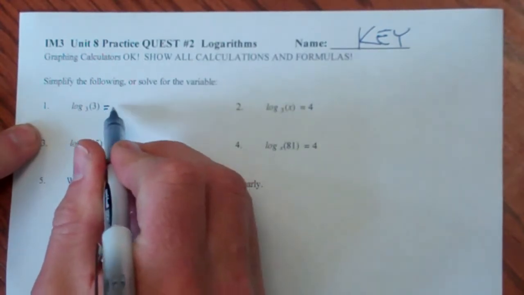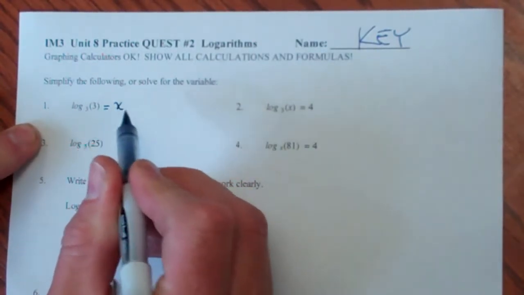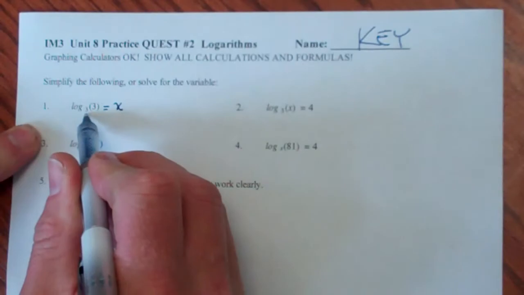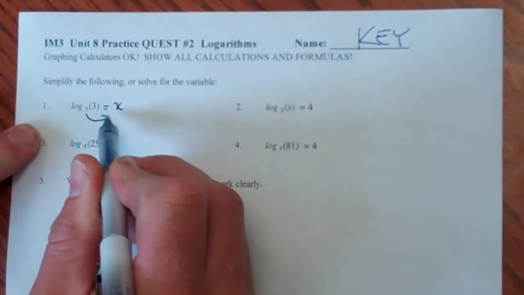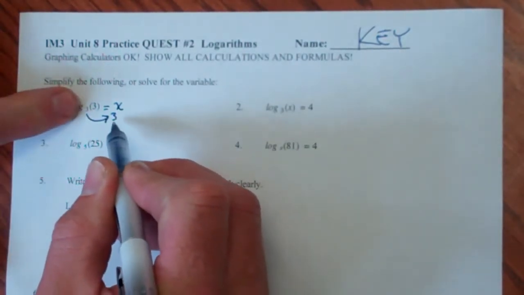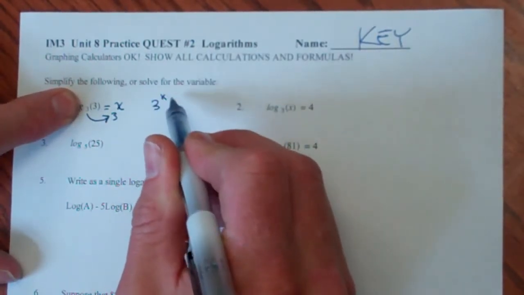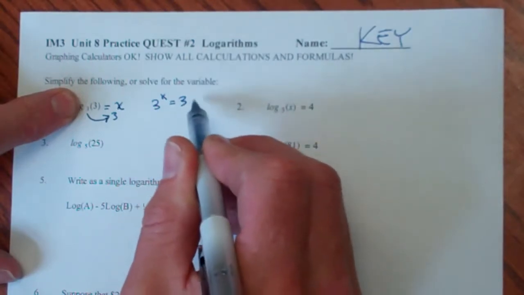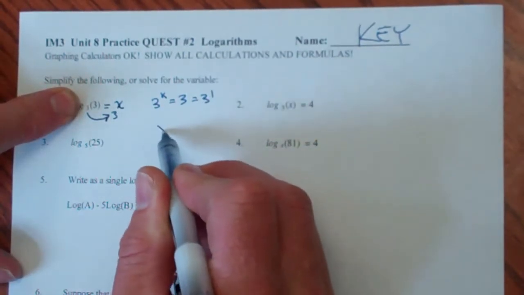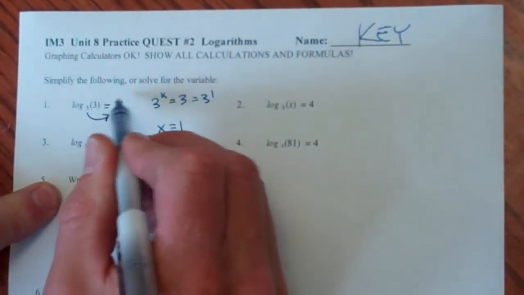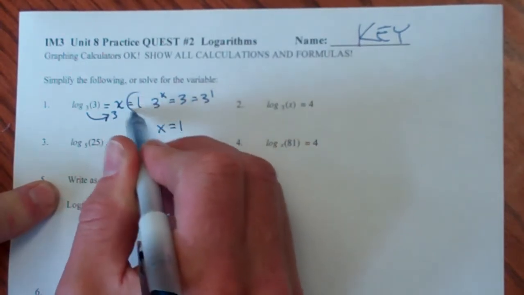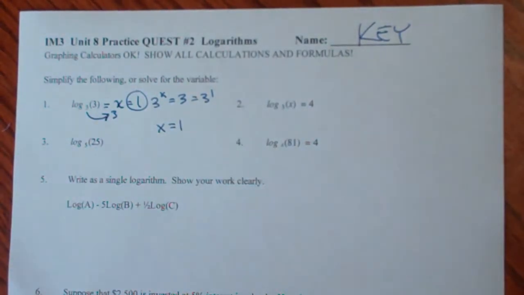It never hurts to think of this as being equal to some variable, and then it makes it easier to do the arrow technique. Cover up the log, bring that over, so 3 to the x equals 3. Well, the only way that 3 to the x is equal to 3 is if it's 3 to the 1. So x equals 1. So this whole thing then equals 1. Alright? So that's pretty simple.